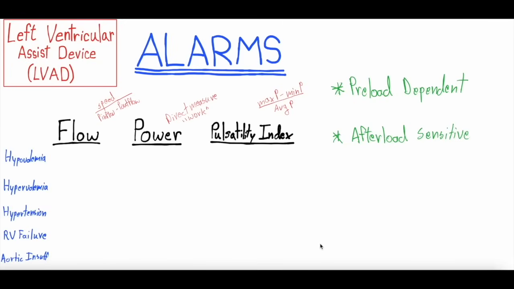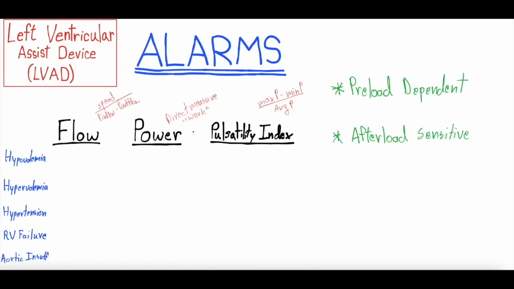Hey everybody, and welcome back to another video here at Whiteboard Doctor. Today we're going to be doing another LVAD or left ventricular assist device video. So just as a brief introduction, these are 3 of the 4 things you can see on the LVAD controller unit. Flow, power, pulsatility index. The other one is speed, although for the sake of today and with alarms, we're going to talk about flow, power, pulsatility index.